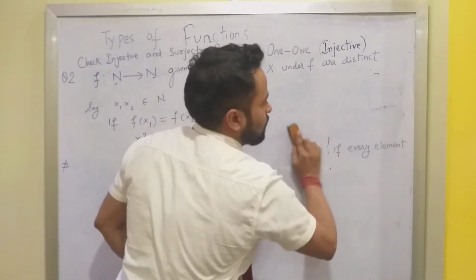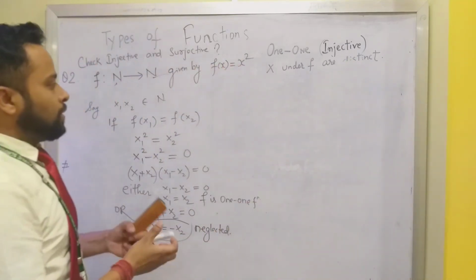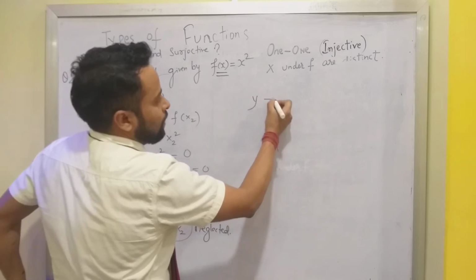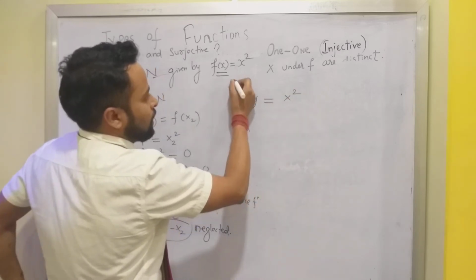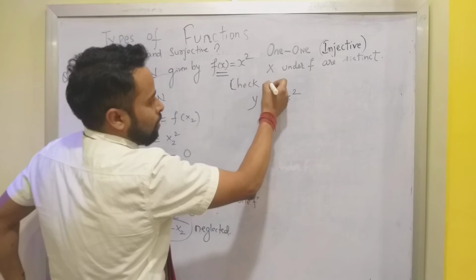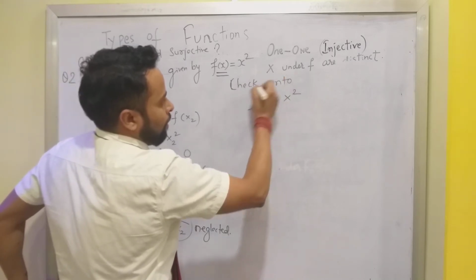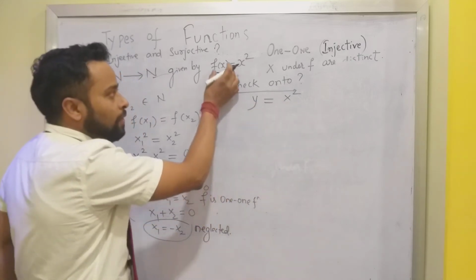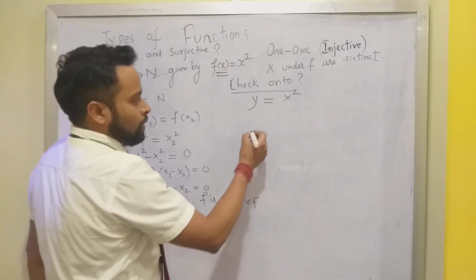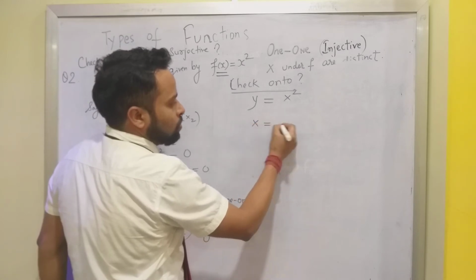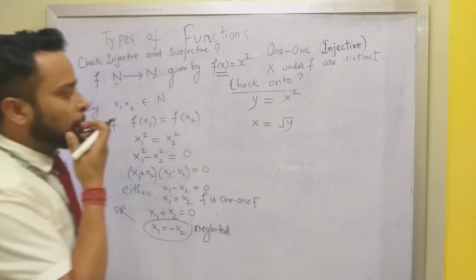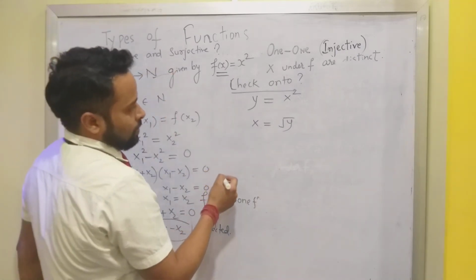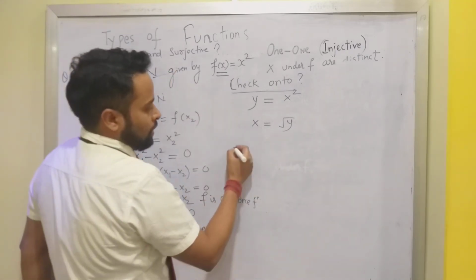Then what we do is very simple. Instead of f of x, we write y equals x square. Check onto. Instead of f of x, I have written y, so I can even write x equals root y, and your x belongs to natural numbers and y also belongs to natural numbers.